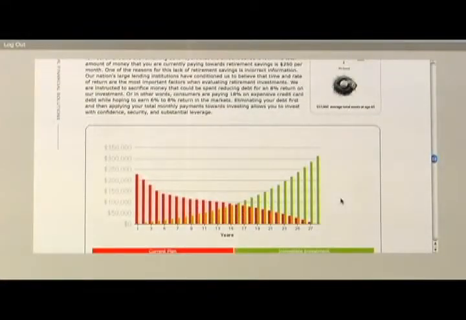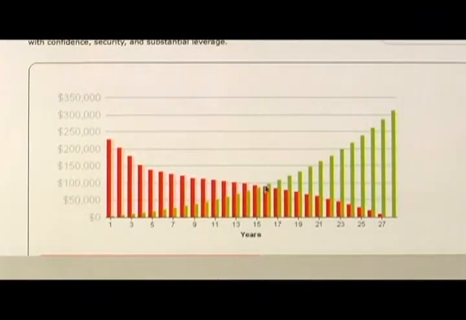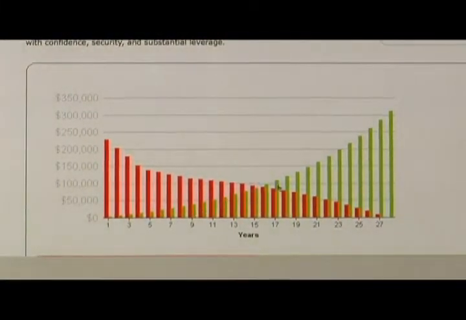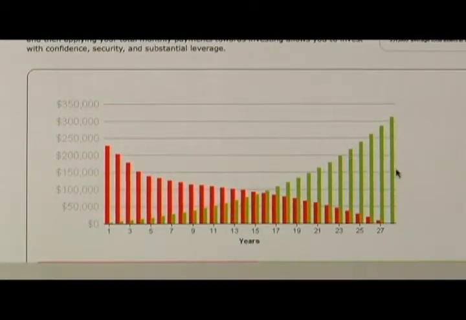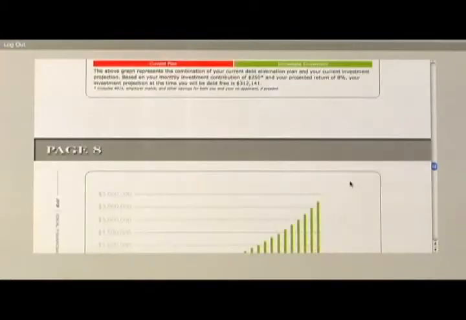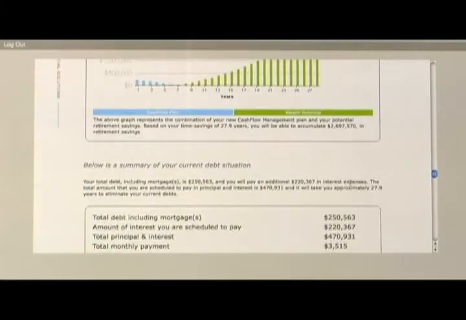If you look at this graph here, you can see that the red graph is showing them how their debts are going to pay off over the 27.9 years. And the green bar is showing what kind of financial retirement plan they'll have in place at the end of that period of time. Page 8 gives another graph here showing some additional statistics, which we can go over at another time.